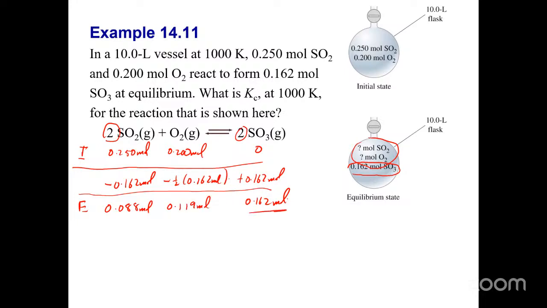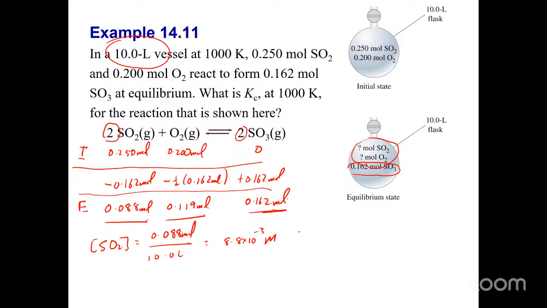And we already have the equilibrium amount of SO3. So now we have the equilibrium values in moles for all these components in the mixture. So what we need to do next is find the concentration of each of them. So the concentration of SO2 would be equal to 0.088 moles divided by the volume. What's the volume? Well, according to the question, the volume of the vessel is 10.0 liters. So 10.0 liters, and that would be equal to 8.8 times 10 to the minus 3 M, moles per liter.